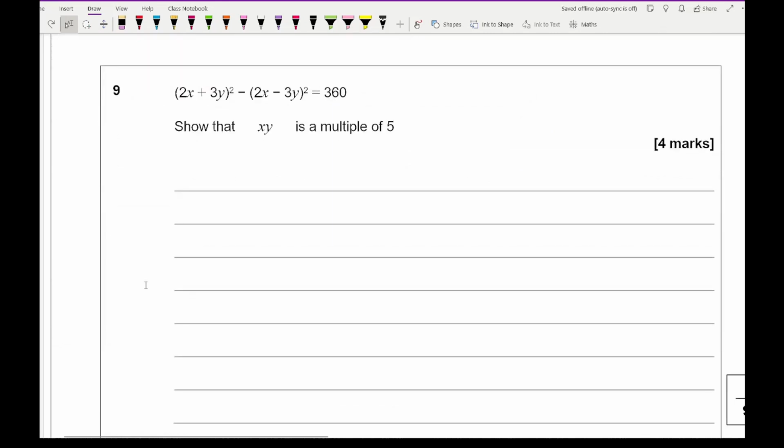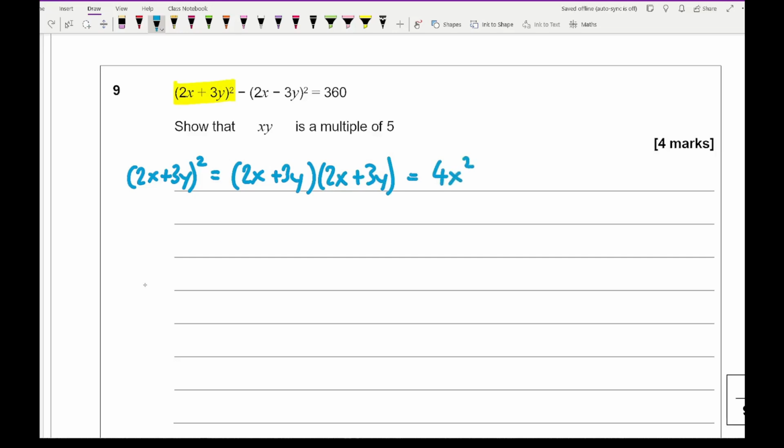Then moving on to question 9, it says (2x plus 3y) squared minus (2x minus 3y) squared equals 360. Show that xy is a multiple of 5 for 4 marks. So first things first, let's expand the brackets out. So (2x plus 3y) squared is going to equal double brackets, so it's 2x plus 3y, 2x plus 3y. And if I expand that out correctly, I get 4x squared plus 12xy plus 9y squared.